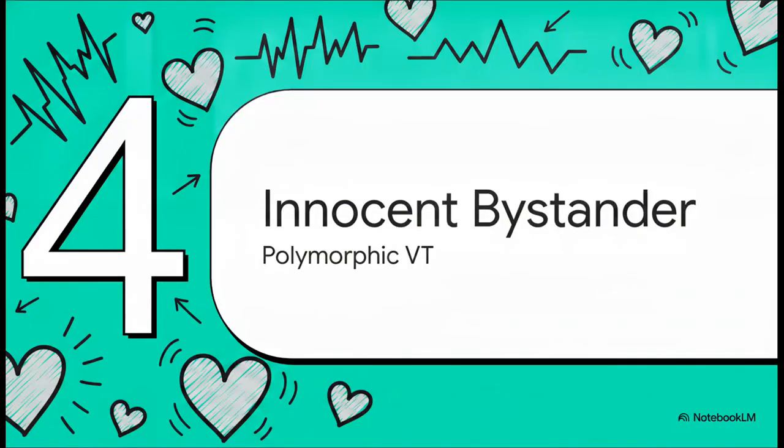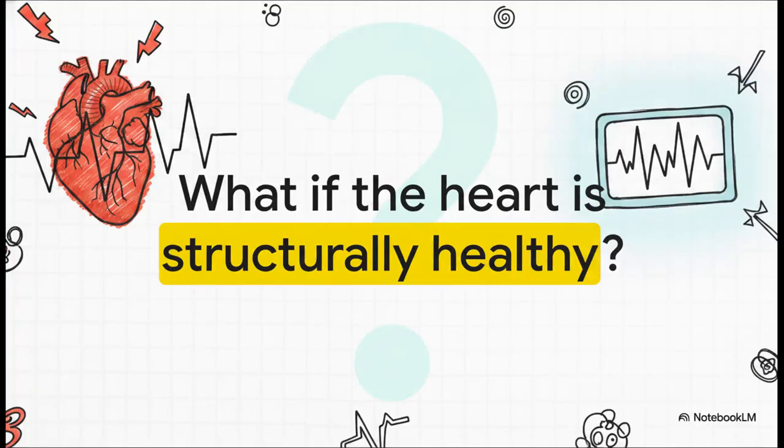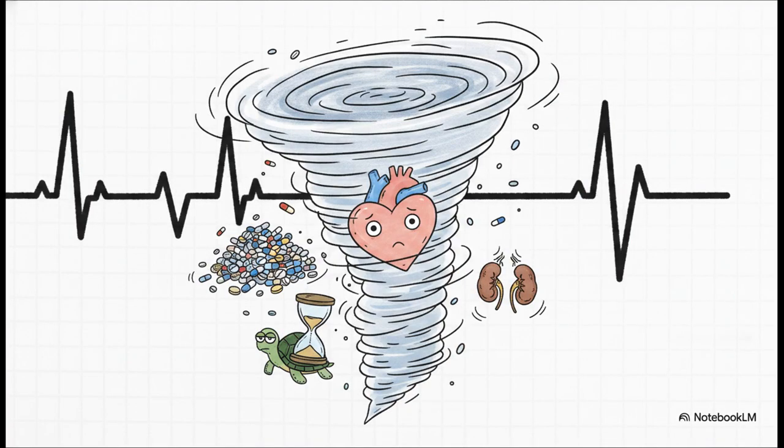Okay, moving to section 4, the innocent bystander heart. Let's shift gears completely to our second bucket, where the core problem is entirely different. The big question we have to ask here is, what if the heart is actually structurally healthy? If the patient has no history of heart failure or a prior MI, we are most likely dealing with polymorphic VT, or torsades de pointes. In this scenario, the heart is simply an innocent bystander. It's just reacting to a toxic external environment.